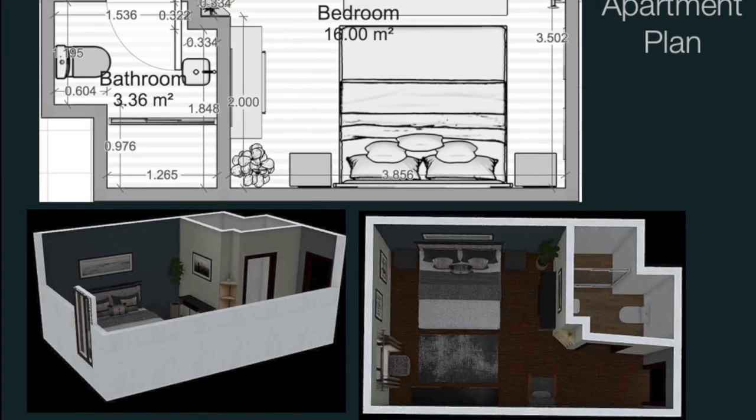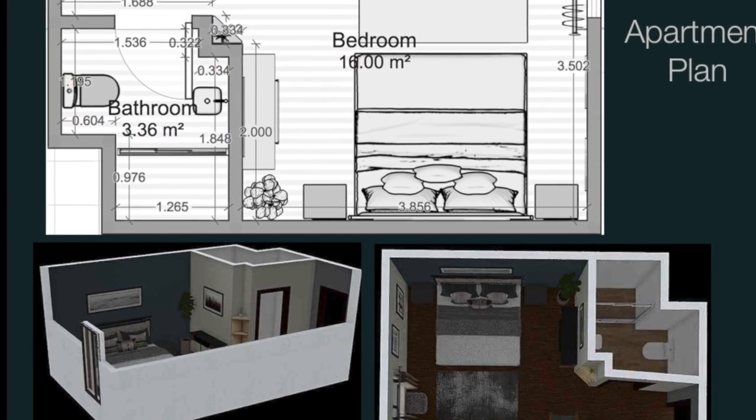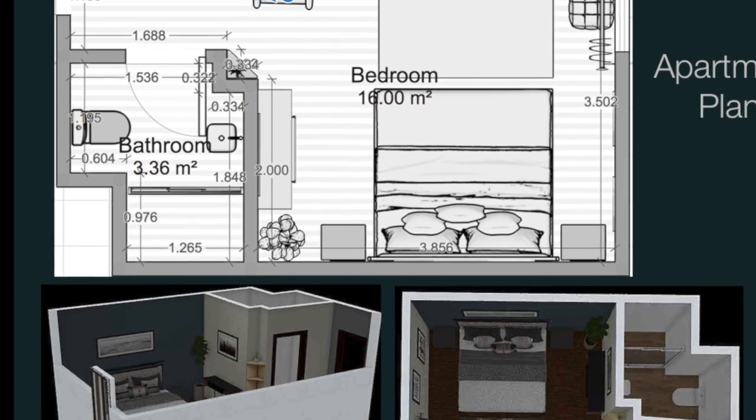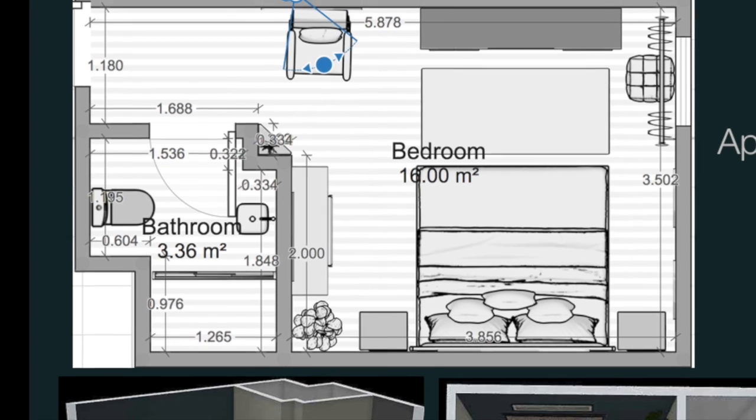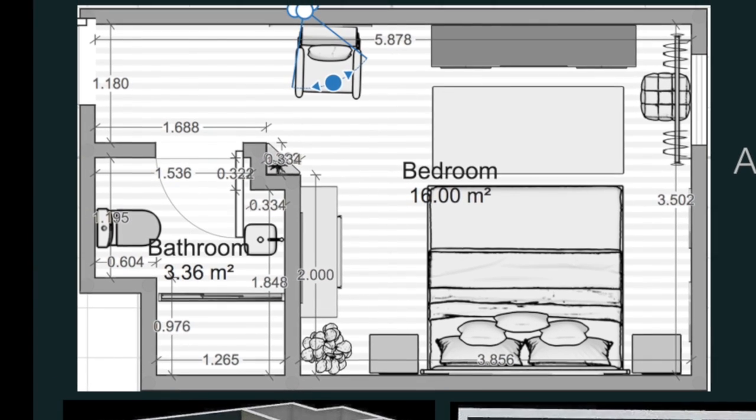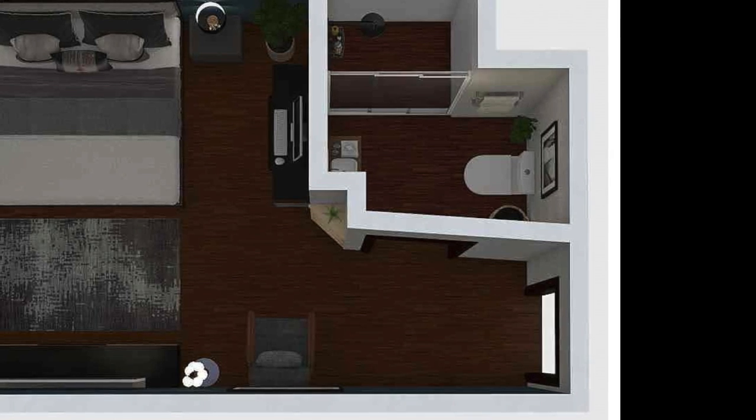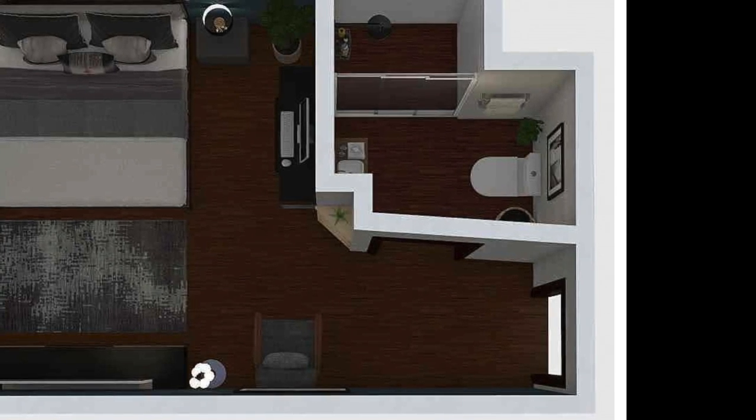As a result of the previous investigation and design process, we have the final design. The apartment plan represents the main distribution of the room, including the bathroom, the bedroom, and the different types of furniture used in the design. In the top view, we can see the entrance hall of the apartment.